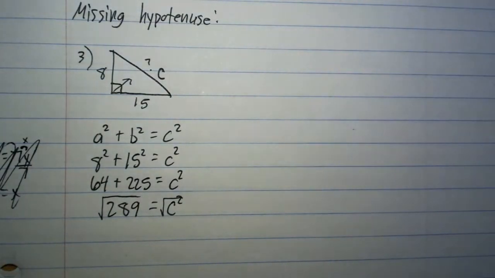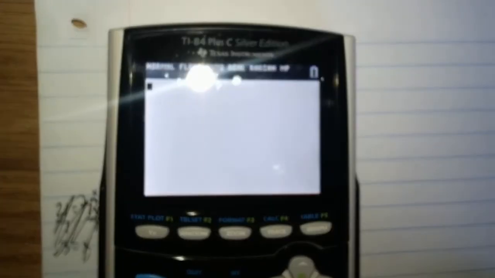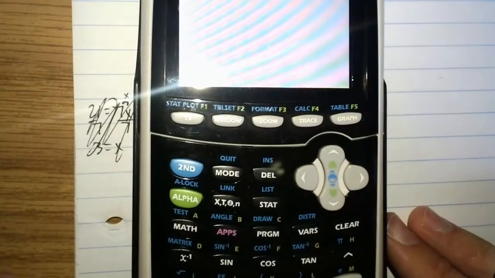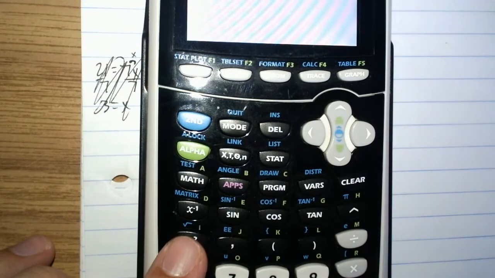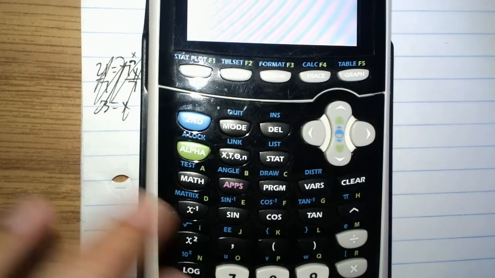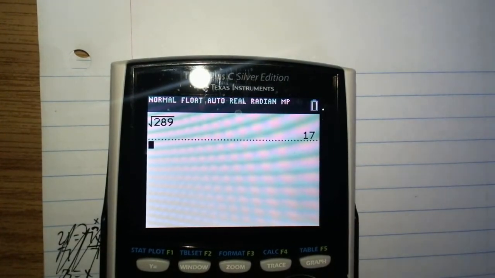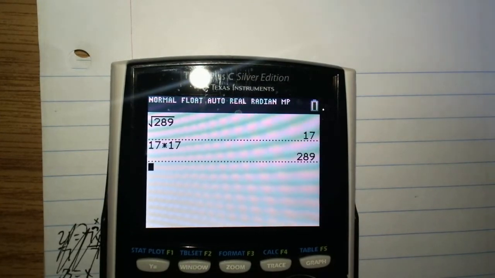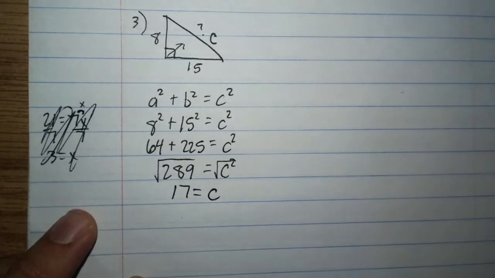To find that button on the calculator, you're going to hit the second button, and then if you look down here, right above, kind of catty corner to the 7, there's a little square root symbol. You would hit that, and then simply type 289, and it'll tell you the square root of 289 is 17. What that means is that 17 times 17 equals 289. So the square root of 289 is 17, and that would equal C.